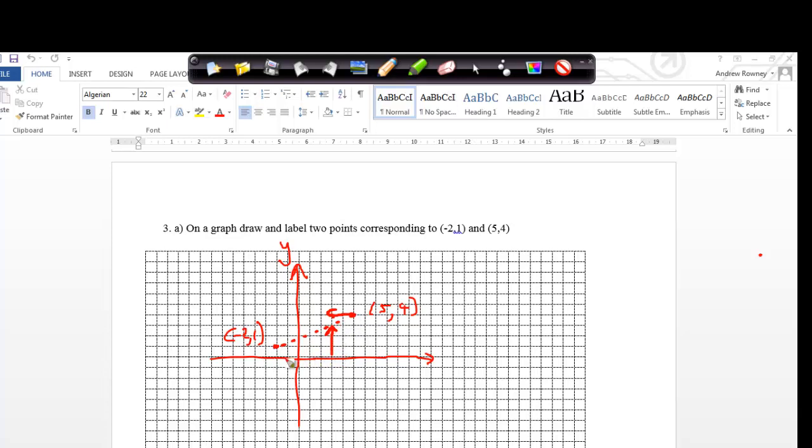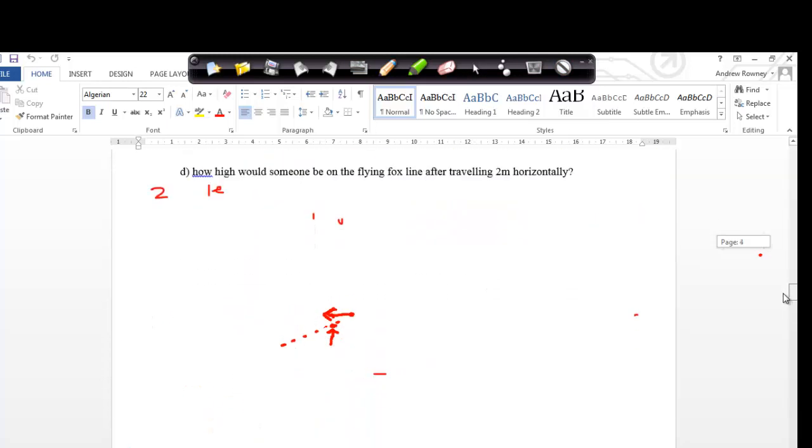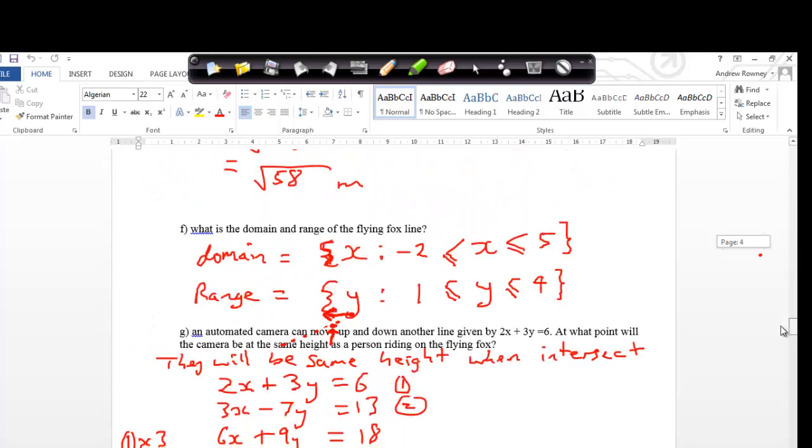But notice they haven't actually specified the ground, so it'd be best to say how high you are from the end point. So if you go 2 meters across, you're at this point here. How far up from the finish are you on the Flying Fox? That's really what the question's asking. So come back down to D.